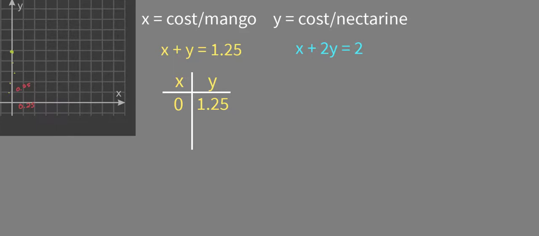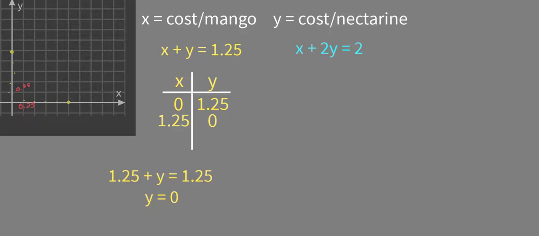We'll go ahead and skip forward to, let's just make it 1.25. When x equals 1.25, so 1.25 plus y equals 1.25, y equals 0. So 1.25, we'll go forward 1. There's 0.25, 0.5, 0.75, 1, 1.25, 0.